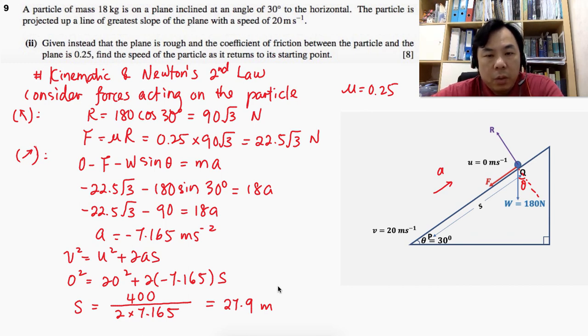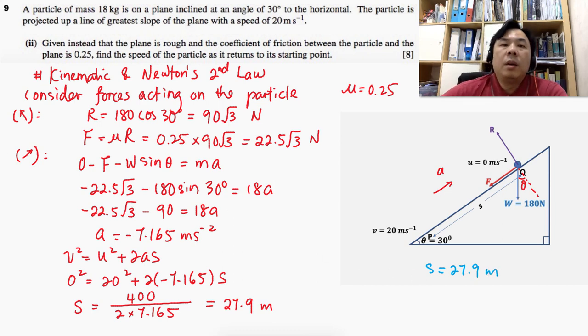Going up the slope, we managed to find out that the distance traveled, due to the friction, is 27.9 meters. Okay, we are good. Now we're going to look at when it slides down to its original position.